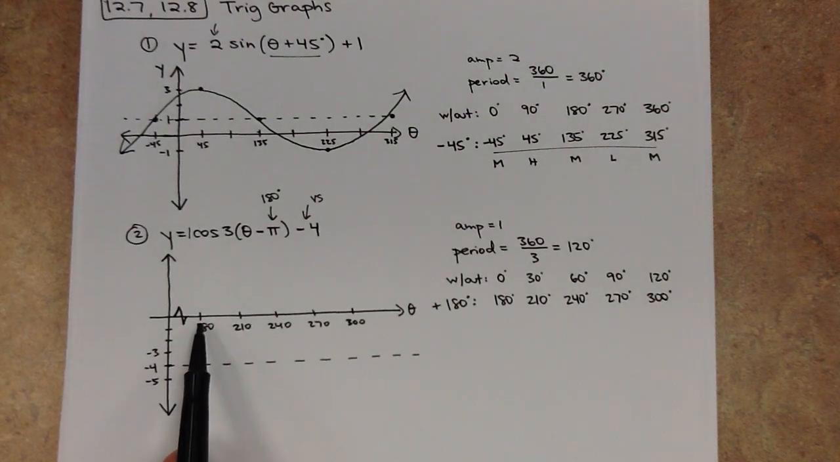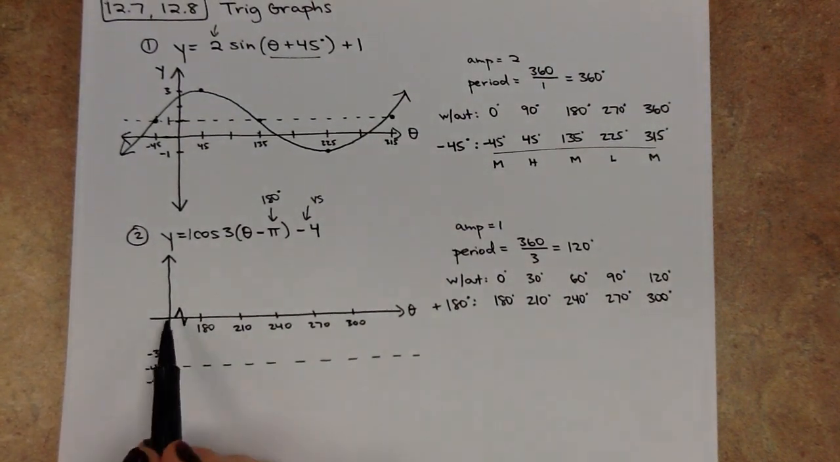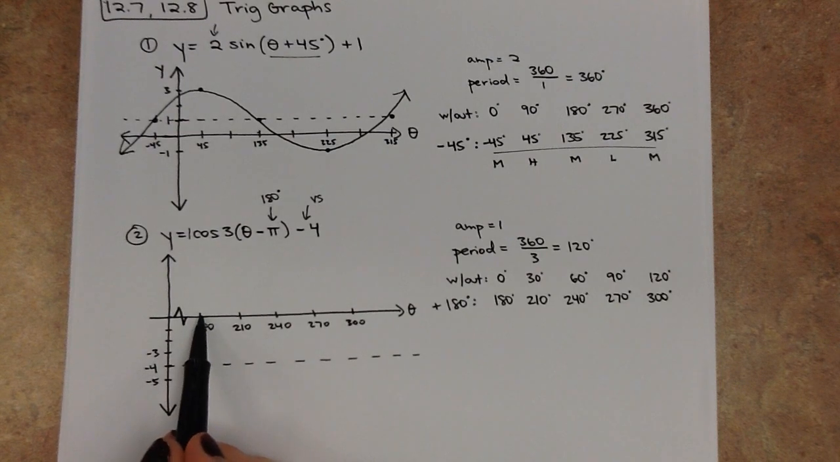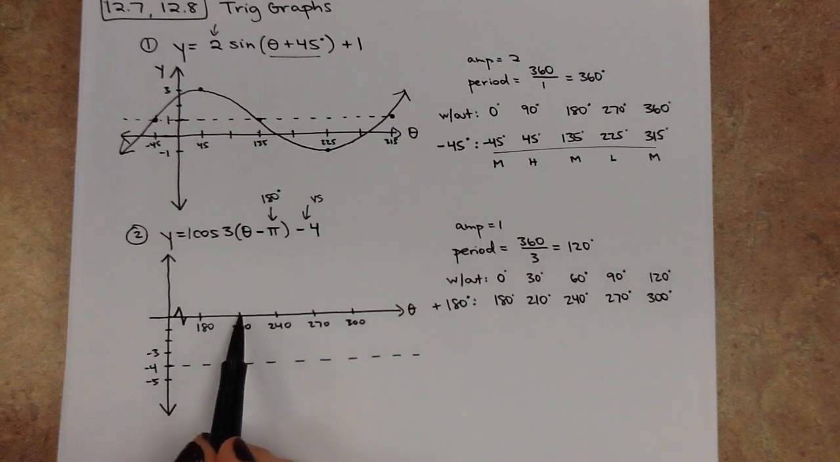Otherwise, if you just start with 180, that would technically be wrong because that would tell you that this distance is the same as this distance. And this distance is 180, whereas this distance is only 30.